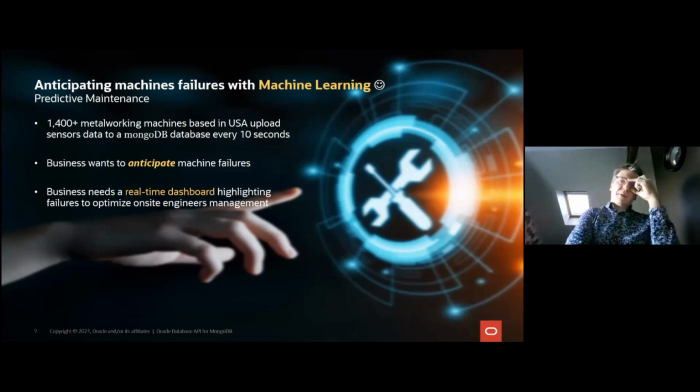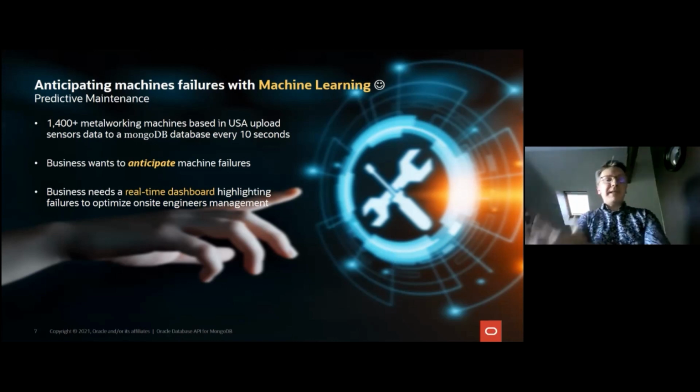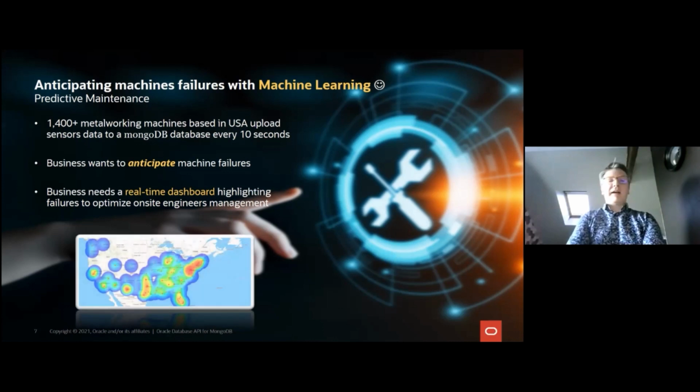Typically we'll be based in the USA, and we will have to work with 1,400 plus metalworking machines, and they will send the data coming out of their sensors every 10 seconds. On the business side, what they really want is to anticipate machine failures, because it costs a lot to repair, and also in order to manage their on-site engineers appropriately. They want to add a real-time dashboard, highlighting the different failures on a map.